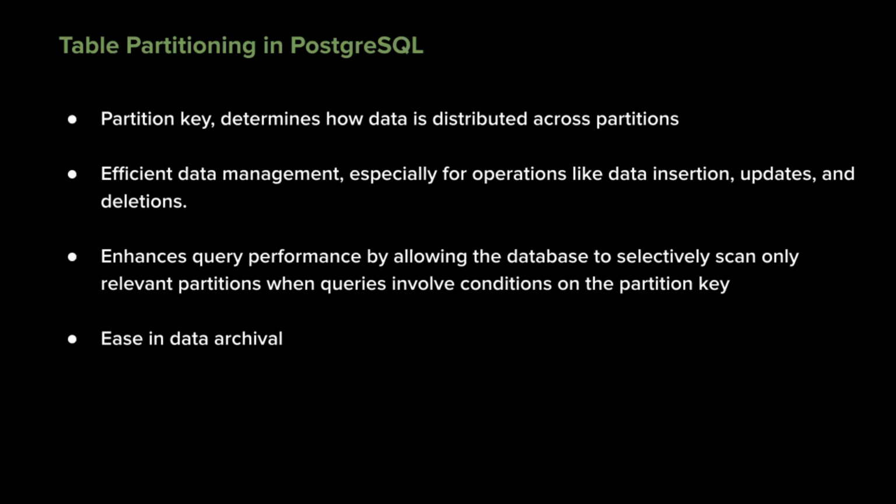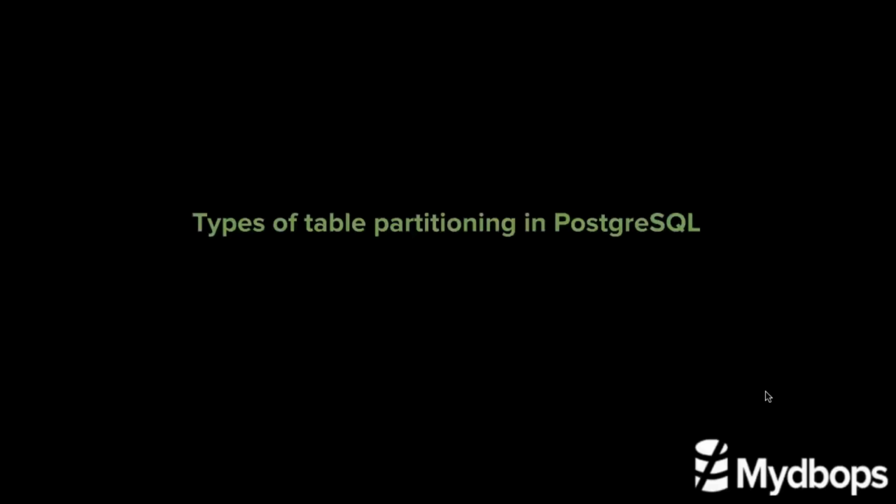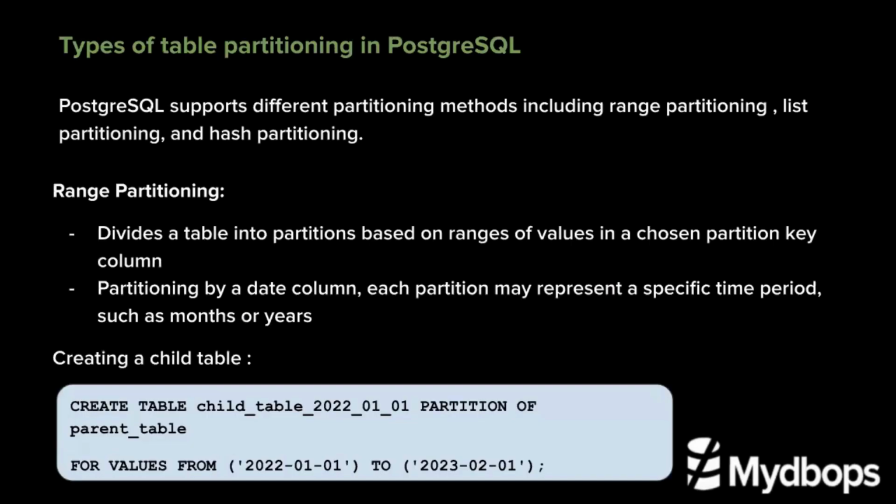So we can see what the types of table partitioning in PostgreSQL are. PostgreSQL basically supports three types of partitioning. The first one is range partitioning. Range partitioning is where a table gets divided into partitions based on ranges of values in the chosen partition key column, which is basically a timestamp or a date column, as you can see here.